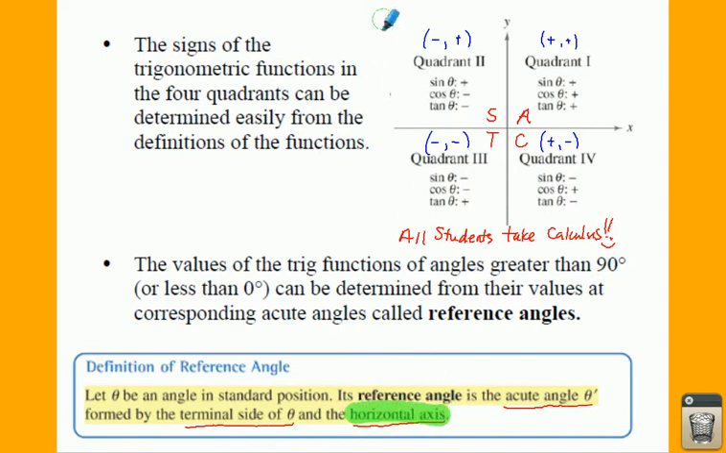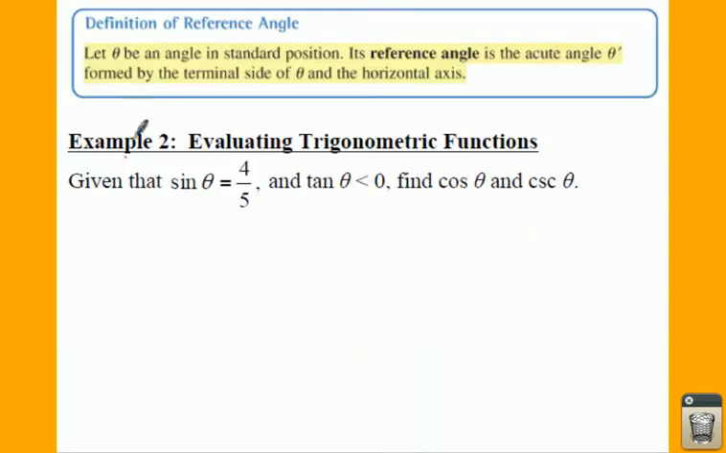To your horizontal. So, for example 2, we could use reference angles. We'll use reference angles here in a little bit, right after example 2. Anyway, what we have here is we're given that sine of theta is 4/5 and tangent of theta is negative. We need to find cosine of theta and the cosecant of theta.